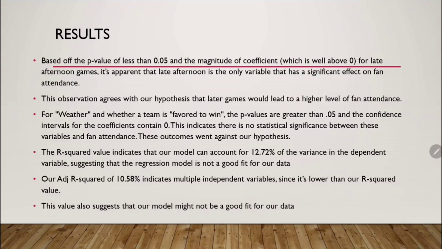The R-squared value indicates that our model can account for 12.72% of the variance in the dependent variable, suggesting that the regression model is not a good fit for our data. Our adjusted R-squared value of 10.58% indicates multiple independent variables, since it's lower than our R-squared value. This value also suggests that our model might not be a good fit for the data.